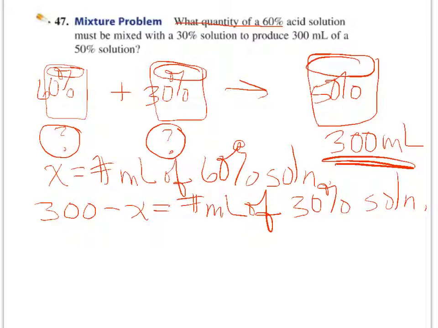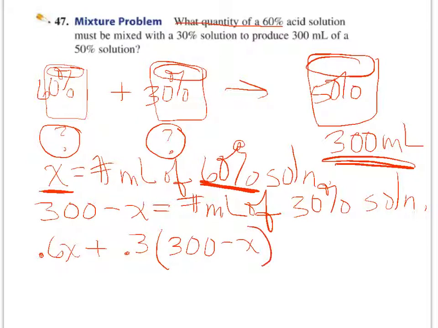So now it's just like previous problems. It's sort of a rate times amount equals what you have. If I have X milliliters of solution and 60% of that is acid, then the amount of acid in that solution is 0.6X. The other one, the 30% solution, is 0.3 of the 300 minus X milliliters. That part is acid. The first expression is the acid in the 60% solution, and this expression represents the acid in the 30% solution.